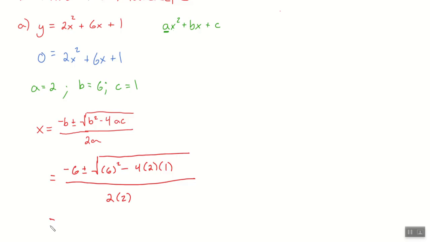So as we look at this, let's just clean it up a little bit, and we'll see. It takes a fair amount of work to simplify, but if you don't like factoring or completing the square, this is probably way easier. I'm going to work up here. So check it out. Let's just clean it up. Negative 6 plus or minus, what's 6 squared? 36 minus, and let's see, what's 4 times 2 times 1? So I have 36 minus 8, and all of that gets divided by 4.